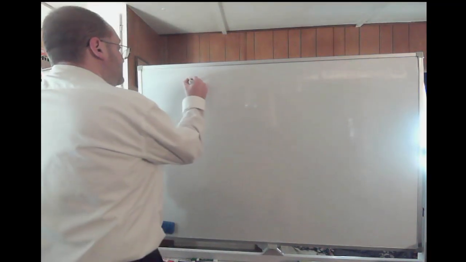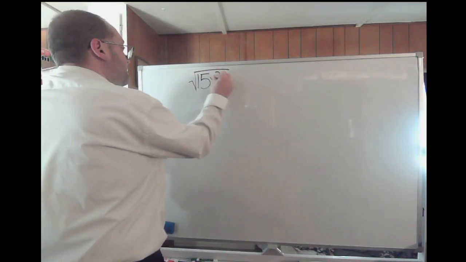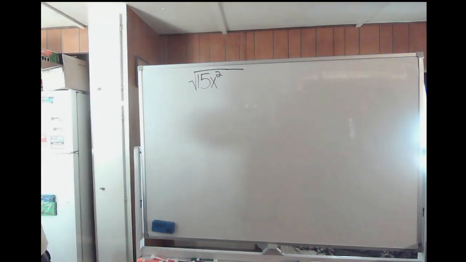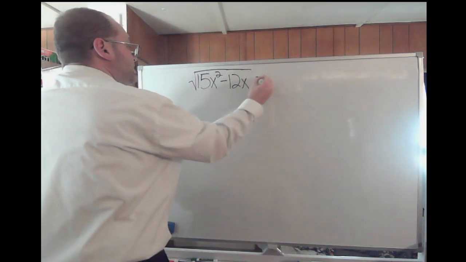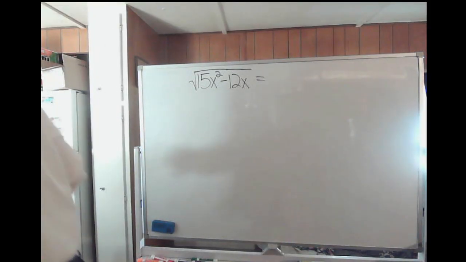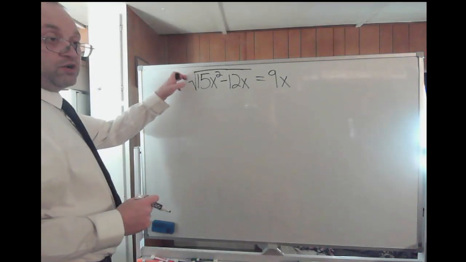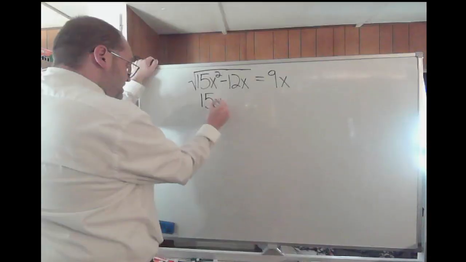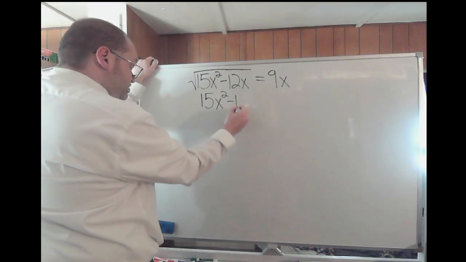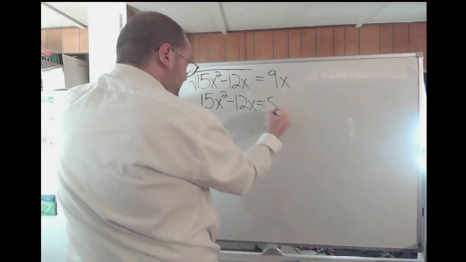Alright, let's see. We have the square root of 15x squared minus 12x is equal to 9x. We want to get rid of that radical on the left-hand side, so let's square both sides. You would end up getting 15x squared minus 12x. That's going to equal 9x squared, that's 81x squared.